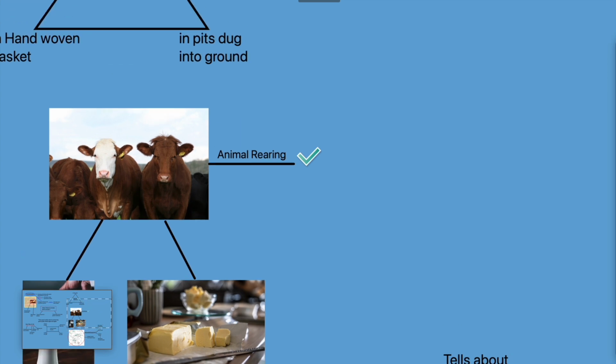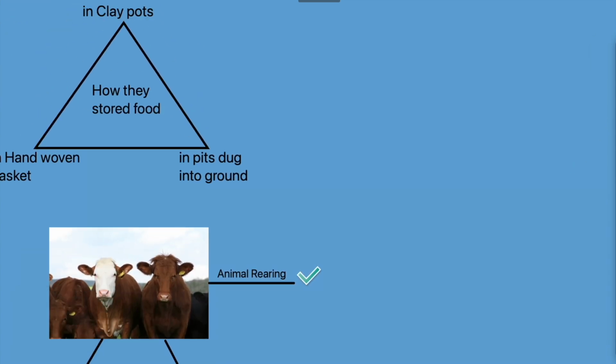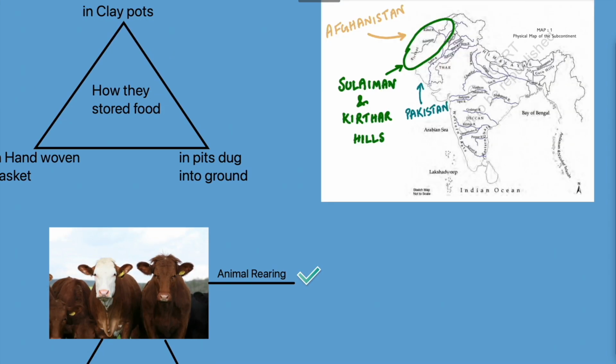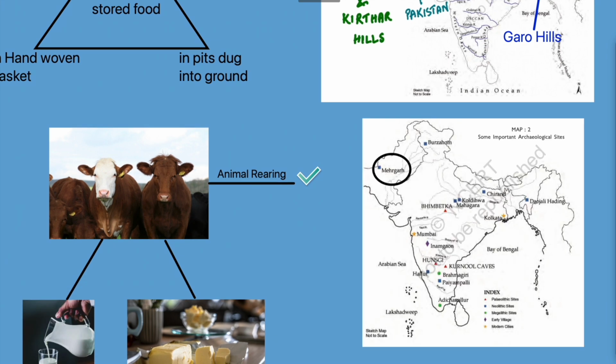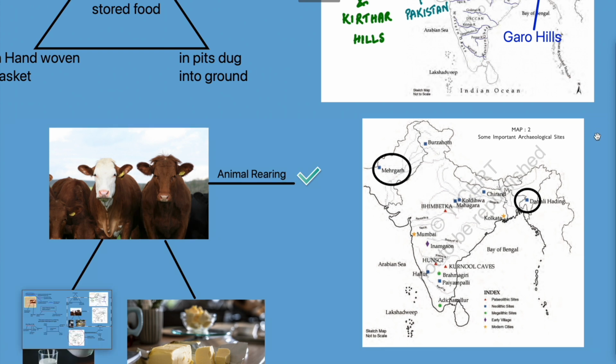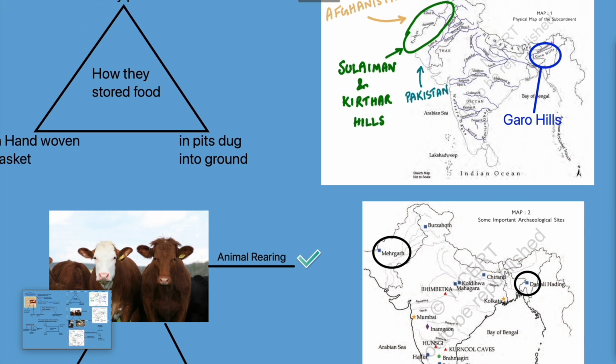If you remember, I told you about two places, that is Suleiman Kirthar Hills on the Pakistan and Afghanistan border in the northwest and Garo Hills in the northeast, where we found the first traces of farmers and herders. Now look at Mehrgarh in the northwest and Daojali Hading in the northeast. You will find these locations are very close to the locations I mentioned above.